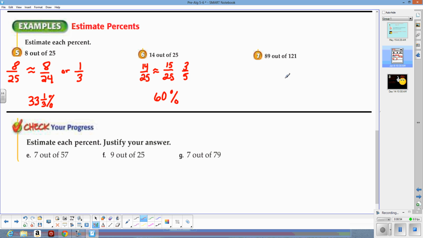Next up, 89 out of 121. I would probably take this 89 out of 121 and change it to being about 90 out of 120. 90 out of 120, if you simplify that, 30 goes into the numerator 3 times, it goes into the denominator 4 times. And 3/4 we know is the same thing as 75%.